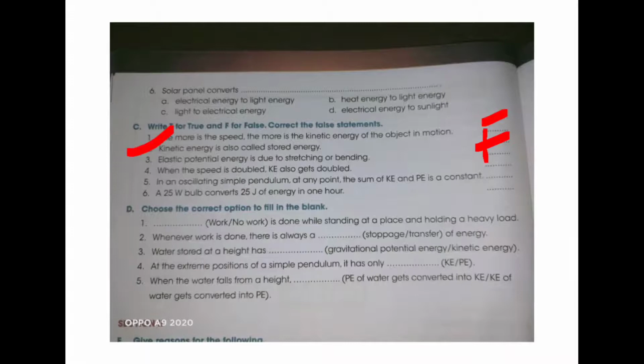Okay, and the reason you will be writing, potential energy is also called stored energy. Okay, first you write this one, kinetic energy is also called stored energy, then you will write false, and in the next line you will write the correct sentence. You will write potential energy, so in place of kinetic energy you will write potential energy is also called stored energy, right? So next we have elastic potential energy is due to stretching or bending. Number 3, that is true. Okay, so number 3 is also true.